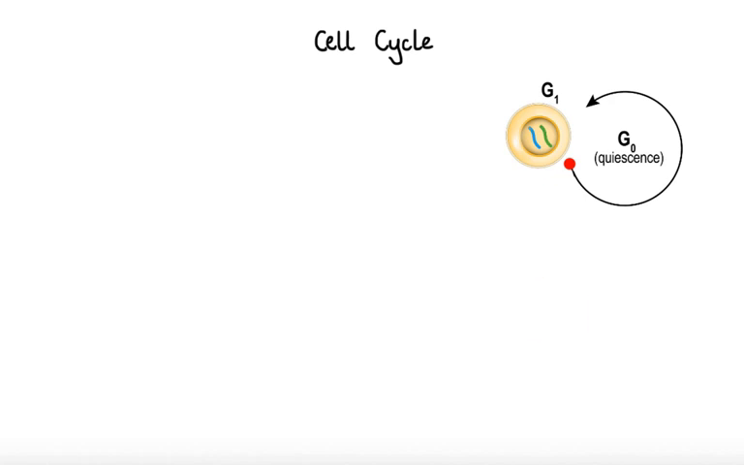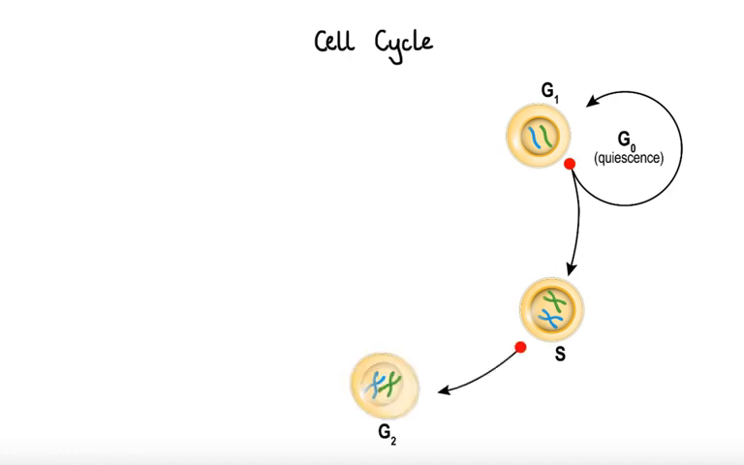But if the cell progresses, it will enter the second phase, known as the S or synthesis phase, in which DNA replication occurs. During this phase, the cell makes an identical copy of each of its chromosomes. After this, the cell moves to the G2 or second gap phase, in which it continues to grow and prepares itself to divide. The final phase of the cycle, known as the M or mitosis phase, is the point at which the cell division occurs.